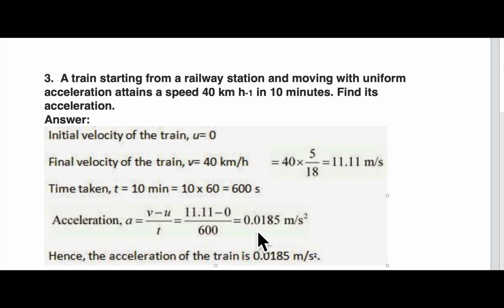So you will be getting 0.0185 meter per second square. The unit is a must. If you do not write the unit, you will lose the marks. So acceleration of the train will be 0.0185 meter per second square.